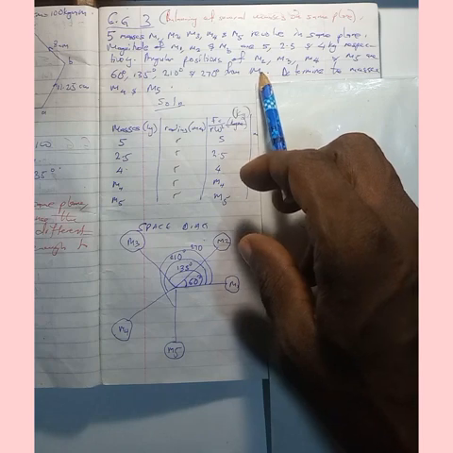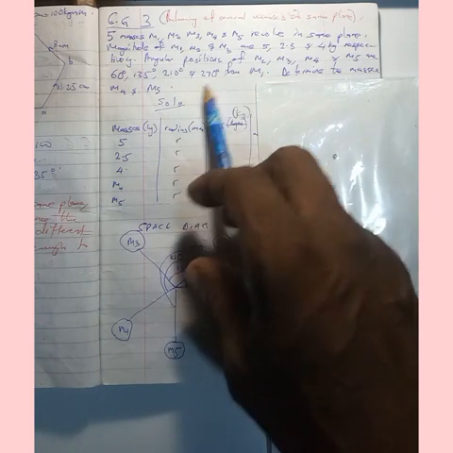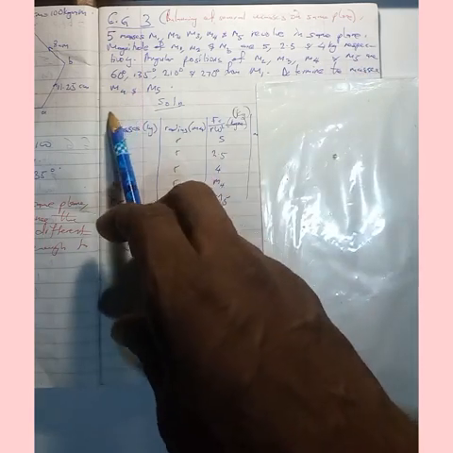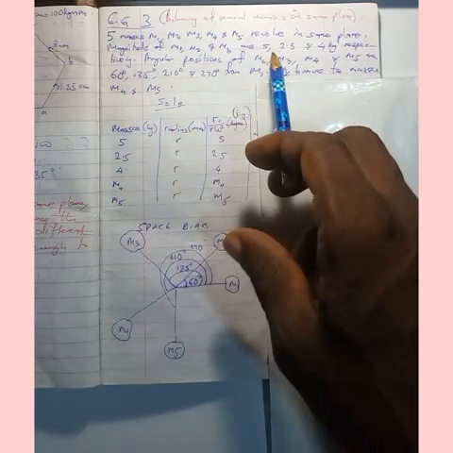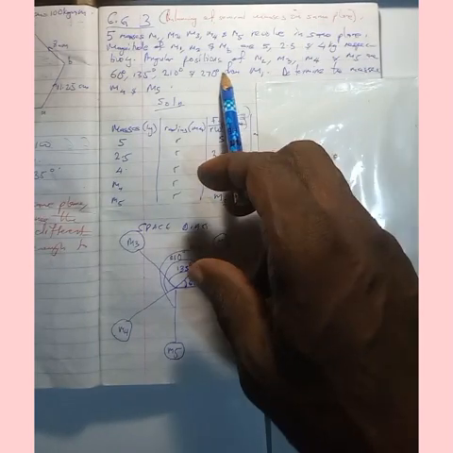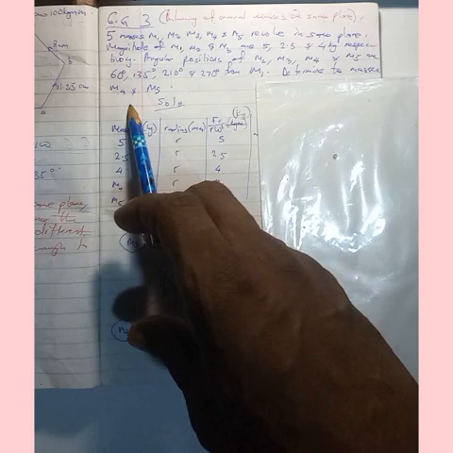So that means M1 is the reference point for all the angles. We are just asked to determine the masses of M4 and M5. We've been given M1, M2, M3, so all we need now is that of M4 and M5.